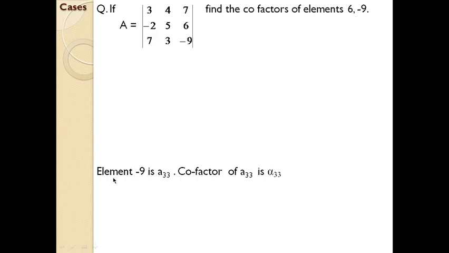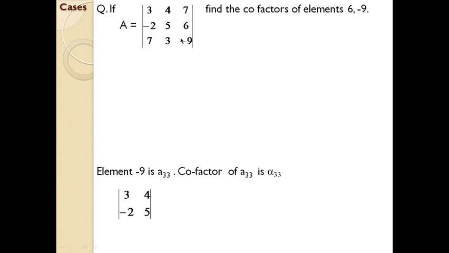So first we will deal with element 9. Element 9 is in the position where third row and third column, so it can be represented as A33. So its position is represented by A33, but cofactor is represented by alpha 33. So how are you going to find the cofactor? In order to find the cofactor, you need to find the minor. So if you have selected -9, how are you going to find the minor?